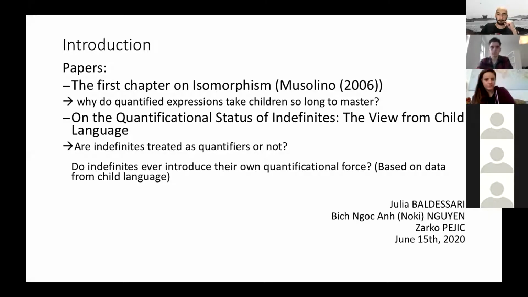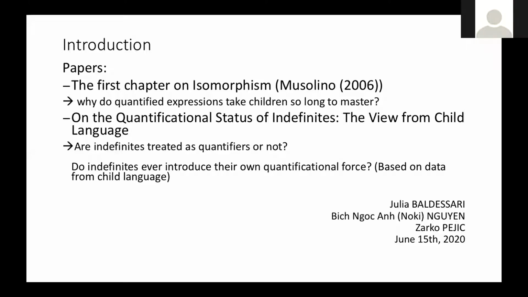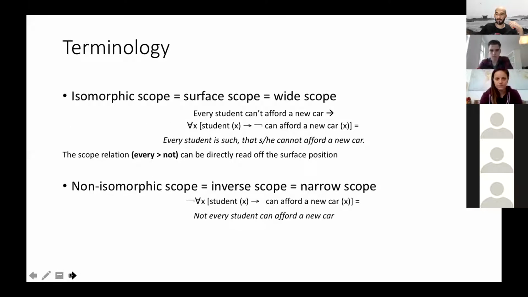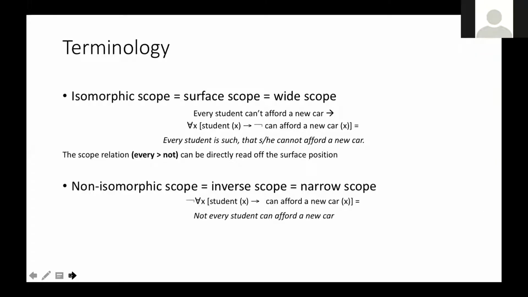And the second one is on the quantificational status of indefinites from the view of child language. So our main topics today will be the isomorphism effect and whether or not indefinites are quantifiable. Then we just wanted to clear up some terminology, because the paper refers to isomorphic scope. The two papers refer to isomorphic scope, surface scope, and wide scope as the same thing. And non-isomorphic, inverse, and narrow scope is the same as well, just so there's no confusion about that.